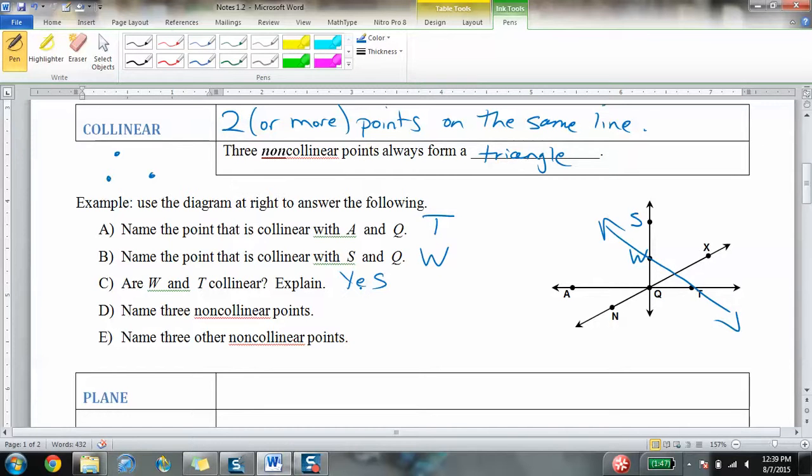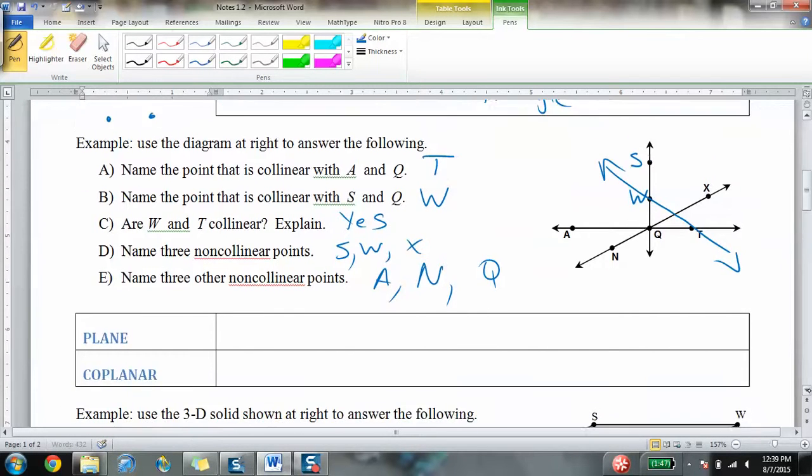Name 3 non-collinear points. Well, this could be a number of answers. Let's just pick 3 points that look like they would form a triangle. Those would be non-collinear. So I'm going to say S, W, and X. And then 3 other non-collinear points. Let's go with A, N, and Q.